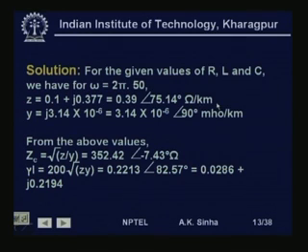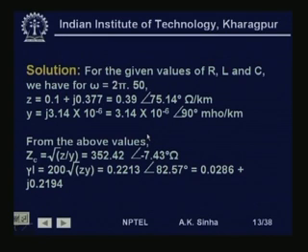Similarly, the shunt admittance can be computed as j omega C, which comes out to be twice pi into 50 into 0.01 microfarad per kilometer. So, when we do that multiplication, j omega C comes out to be j 3.14 into 10 to the power minus 6. This is equal to 3.14 into 10 to the power minus 6 with an angle of 90 degrees. The unit will be mho per kilometer.